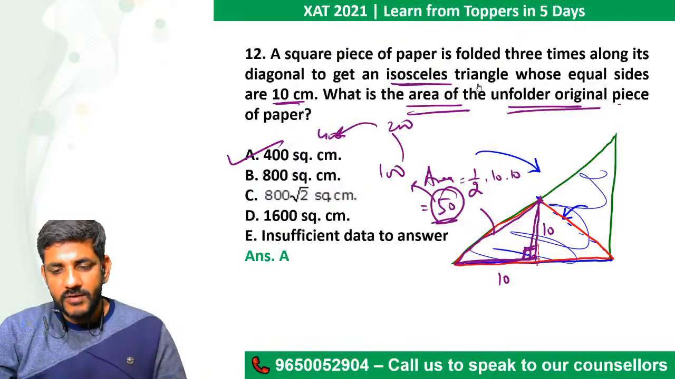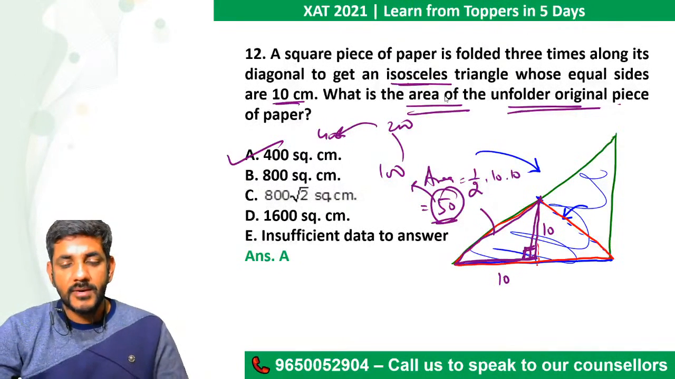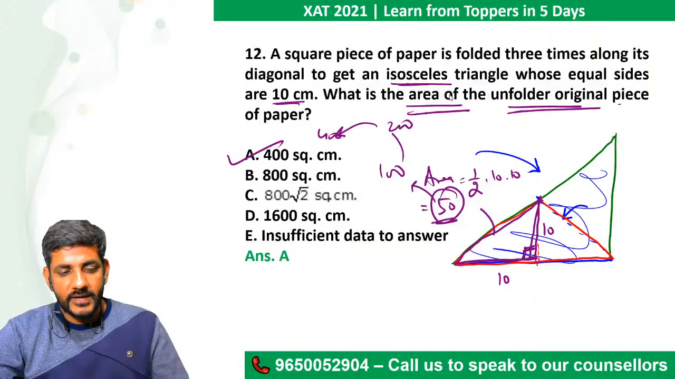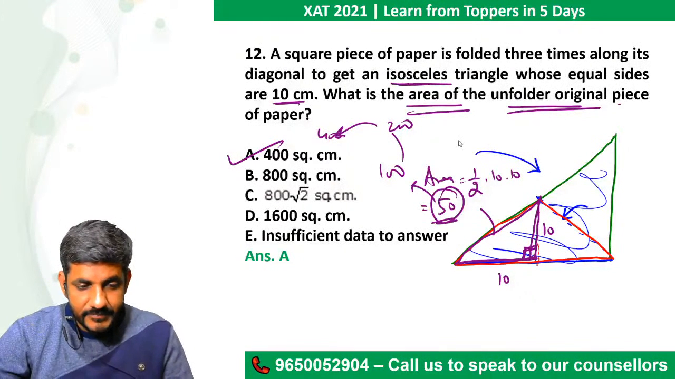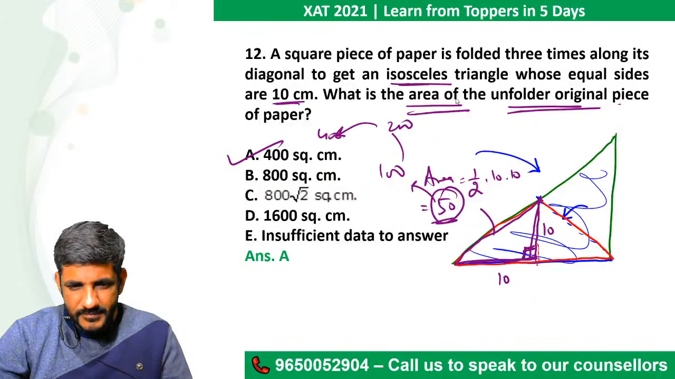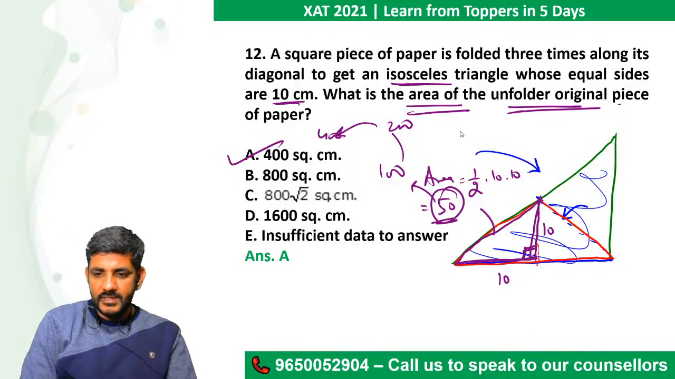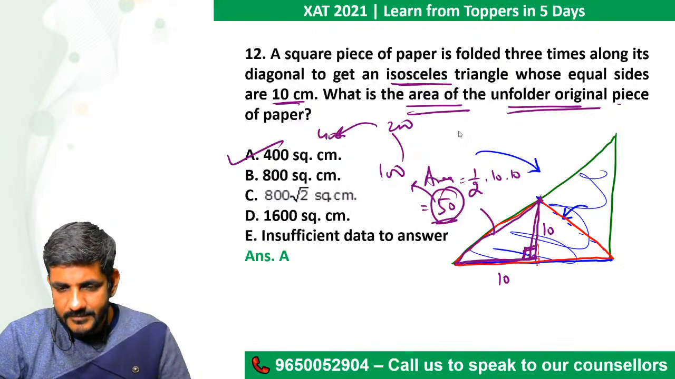Because every time you are folding it, it gets halved. तो अगर बार बार half ही होता रहेगा, so the final area would become this only. Yes, correct. Prakriti, Prashant, Ankita, all of you got it correct.